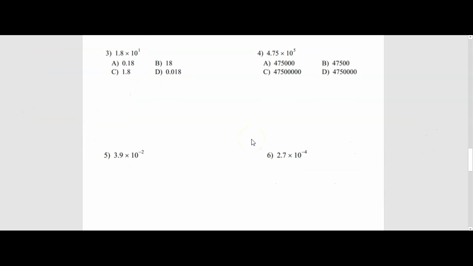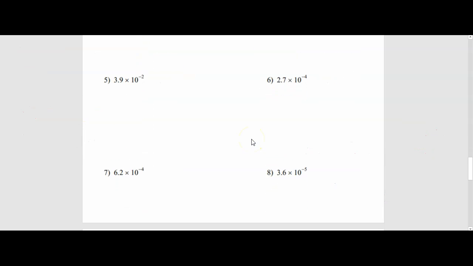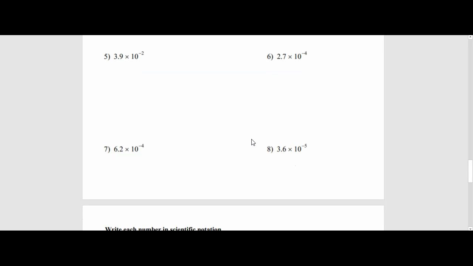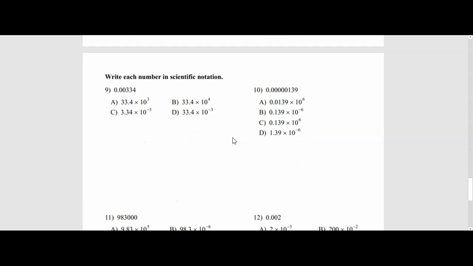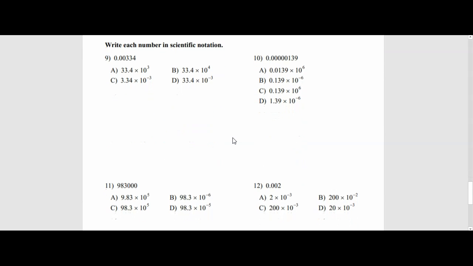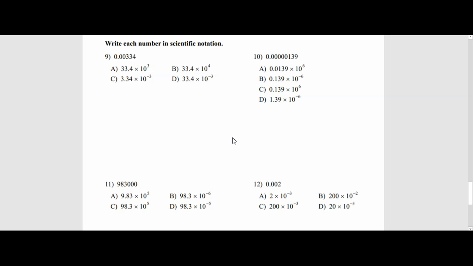Let's now take a look at some non-multiple choice ones. These are actually, again, the same idea. We're converting a scientific notation number to a number in its long form. You just don't have multiple choice answers here. Let's go the other way, though. Let's talk about going from a number in long form to a number in scientific notation.